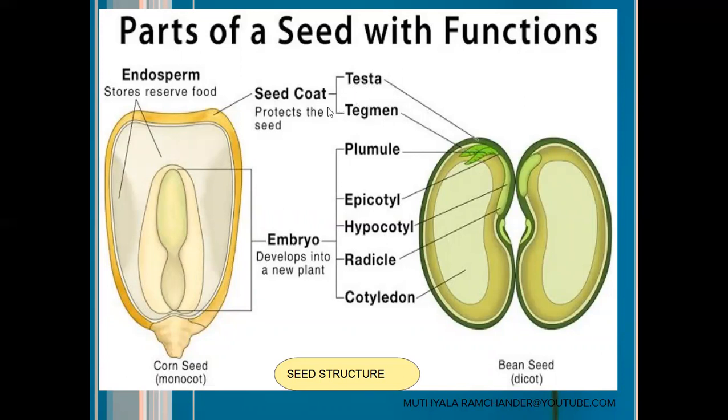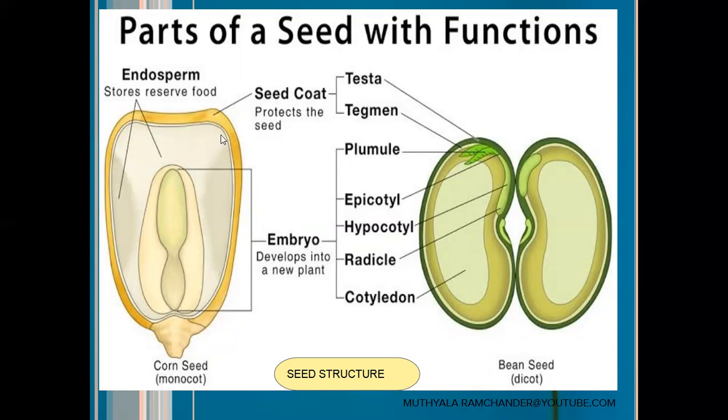Below this seed coat, nutrient tissue is present. The nutrient tissue is called endosperm. It mainly helps in supplying nutrients to the embryo. If endosperm is present in the seeds, those seeds are called endospermic seeds. If endosperm is absent, the seeds are called non-endospermic seeds.